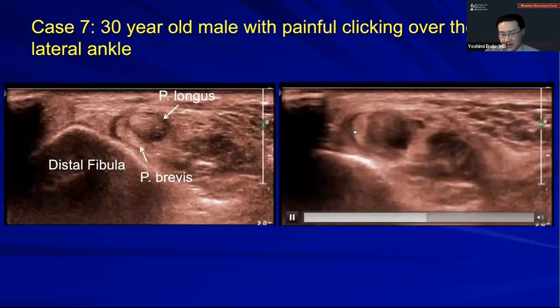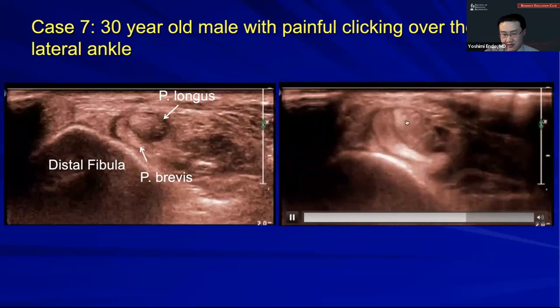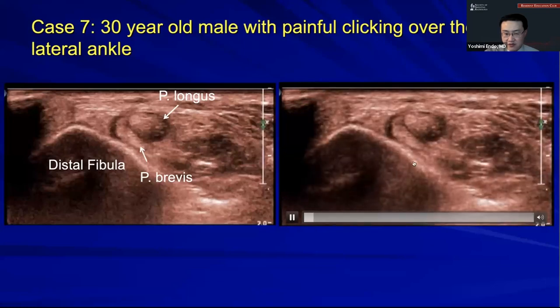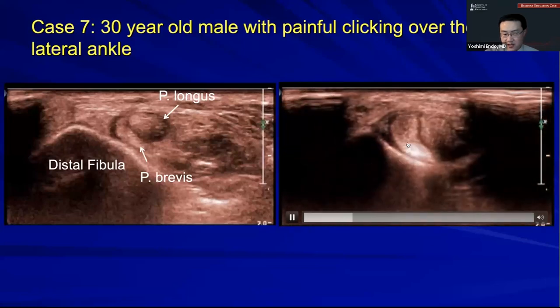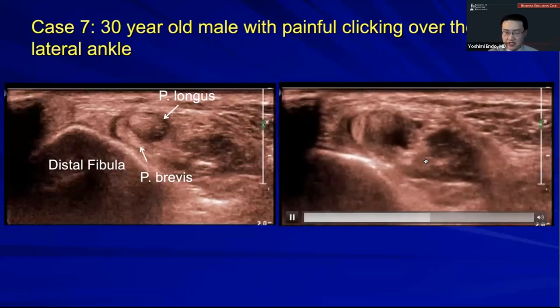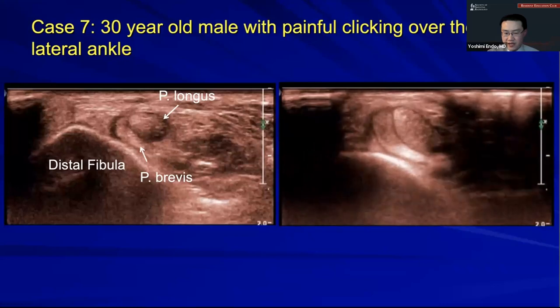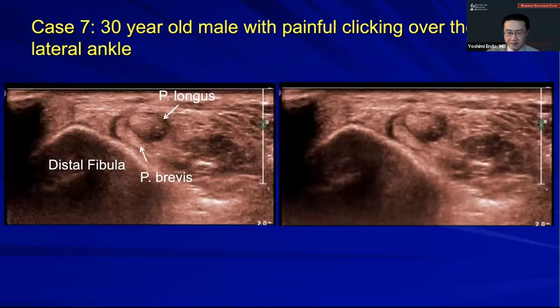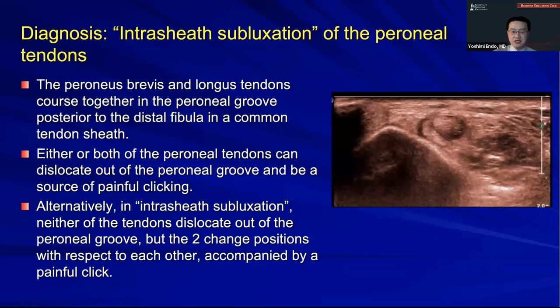But that's not what's going on in this case. Neither one of these tendons is dislocating anterolateral to the distal fibula. Both of these tendons are staying behind the fibula, but these two tendons are exchanging places. They're replacing each other in terms of position, and that's associated with a painful snap. It's slightly different from the classic anterior dislocation of the peroneal tendon. This has been described as intra-sheath subluxation of the peroneal tendons.